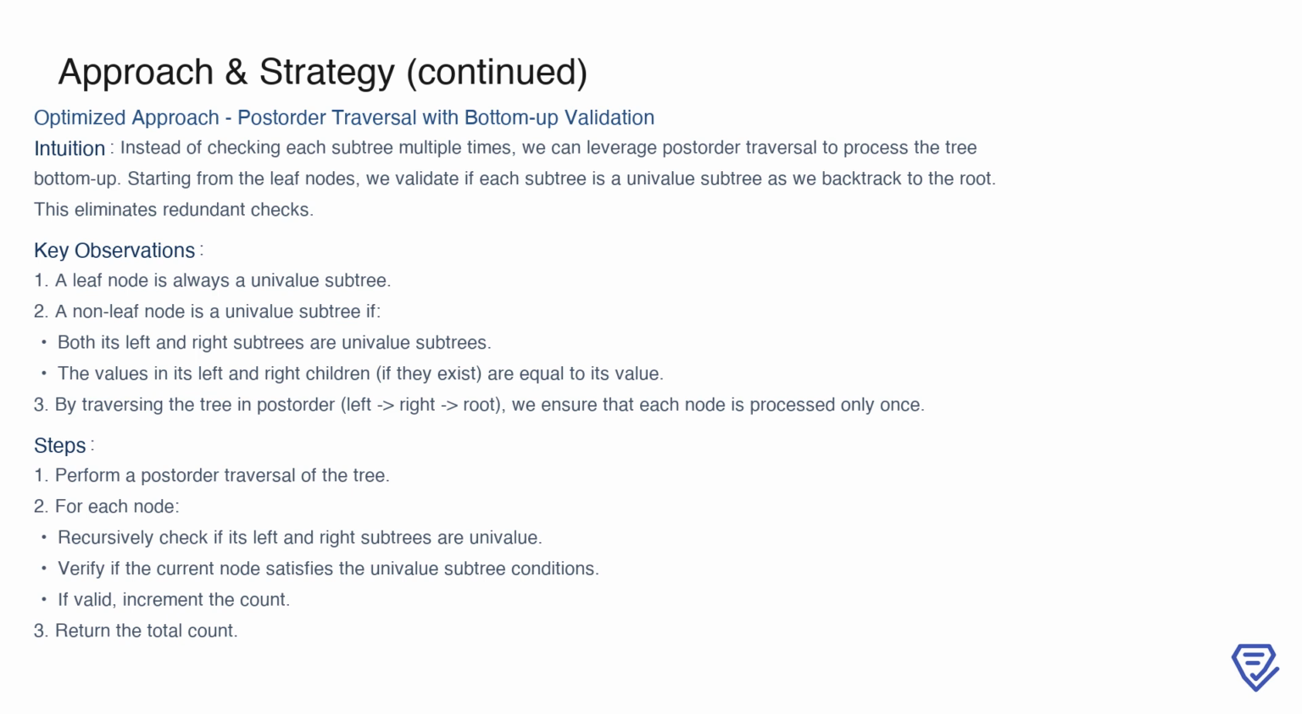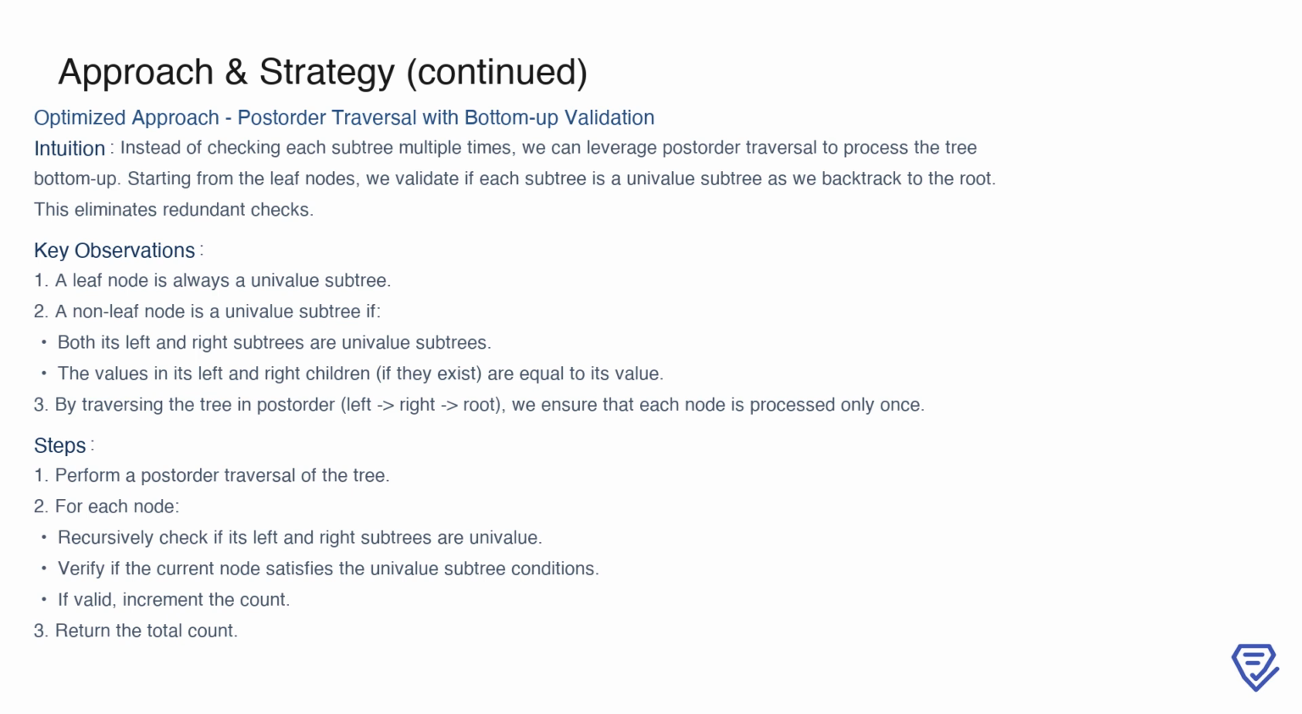To address the inefficiencies of the brute force method, we can use an optimized approach that leverages post-order traversal with bottom-up validation. This strategy eliminates redundant checks by processing the tree in a way that ensures each node is considered only once.